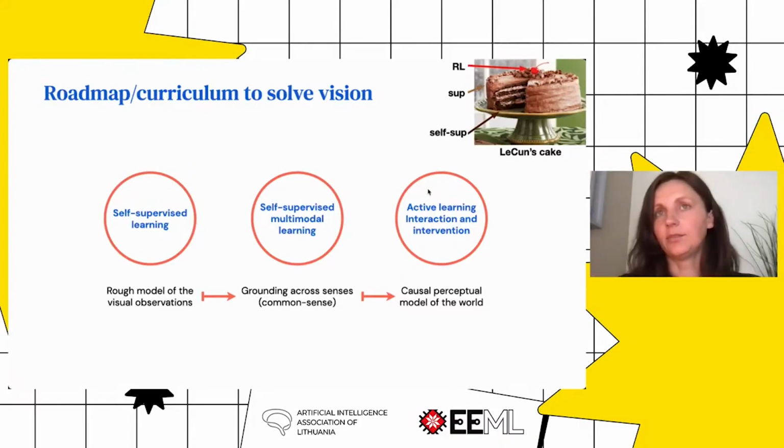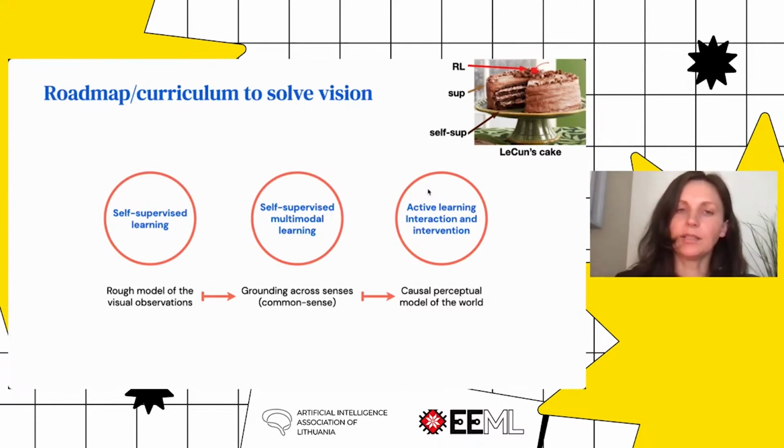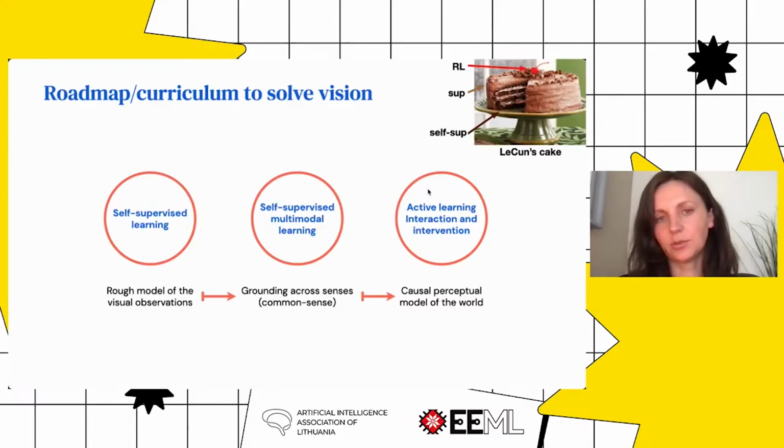And then the very last thing, but still very important, is the part of active learning, interaction and intervention. Maybe this would be equivalent to the RL part that LeCun calls the cherry on the cake. I think this is actually more than just a cherry on top, because this is crucial for learning a causal perceptual model of the world. I think that only by intervention, only by changing the state of the world, can you learn a fully grounded causal model of the world.